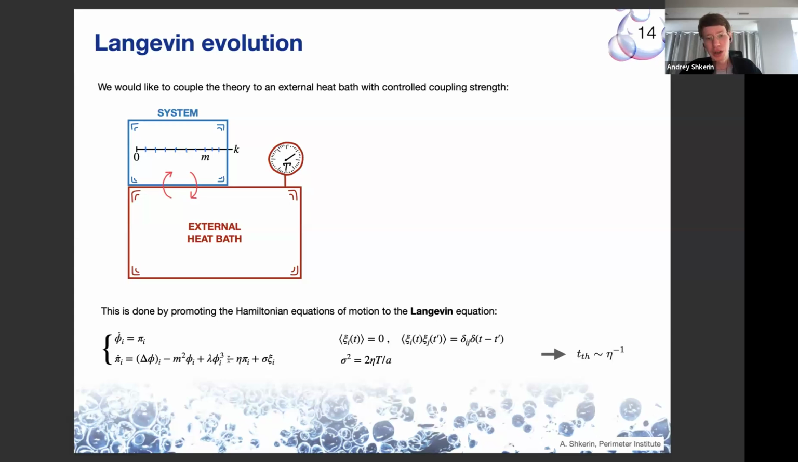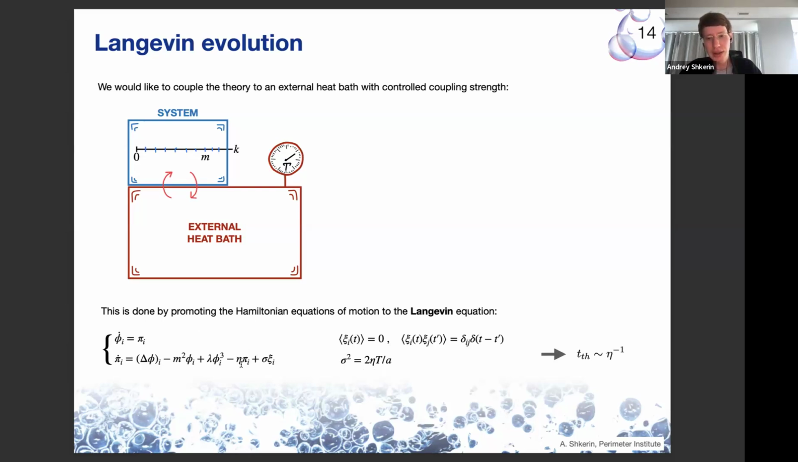So here you see in the Langevin equation, we have two additional terms. The first is a linear damping term, and the second is a noise term. Xi here is a noise variable, and it is a white noise. So these variables are independent Gaussian variables with zero mean and variance given by this expression. And the coefficient here, sigma, is related to the damping coefficient by the fluctuation dissipation theorem. So with this relation, the system evolved according to the Langevin equation is guaranteed to remain in thermal equilibrium.